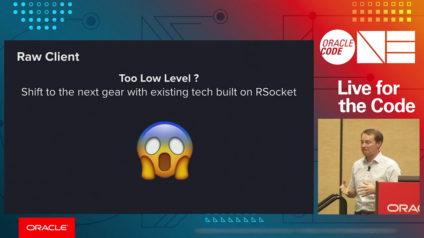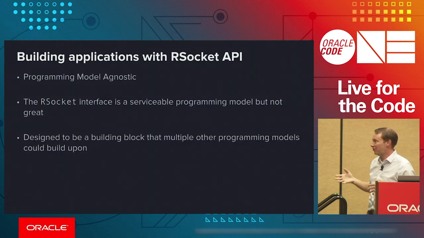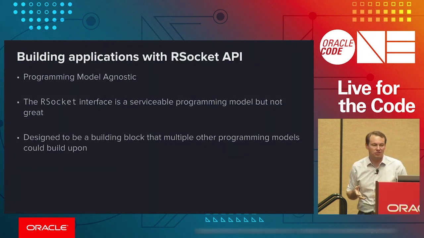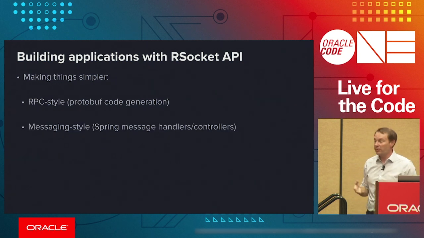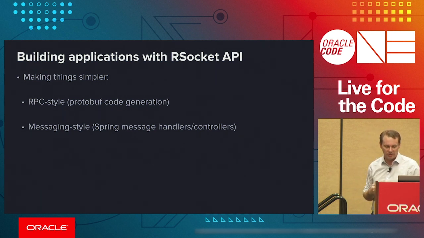It is certainly possible to use the RSocket interface directly, it's a serviceable programming model, but we probably want something a little bit nicer. And when we talk about making things simpler, there are a couple of options already out there today. There's an RPC style, so protobuf code definition, think gRPC kind of programming model, as well as a new messaging style from the Spring team.